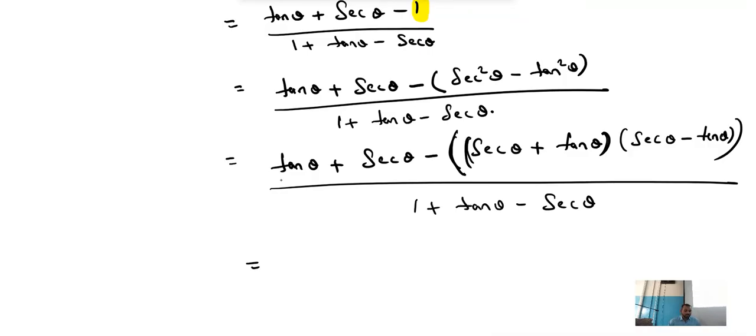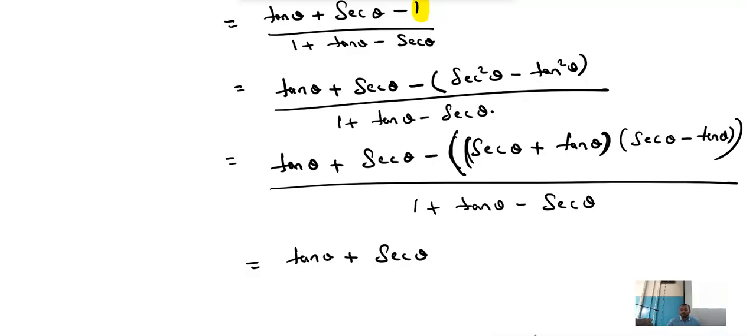Minus secant theta. Now shall we simplify? The answer is very short, easily we will get the answer now. Tan theta plus secant theta. Now what can we write? Observe here.